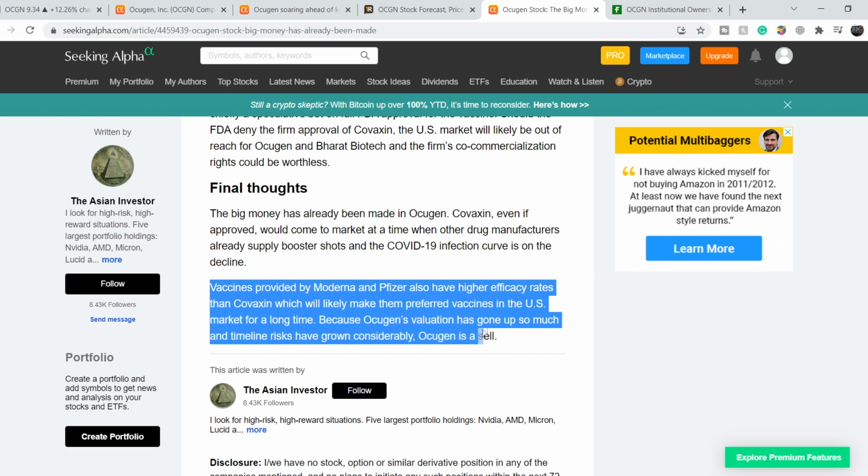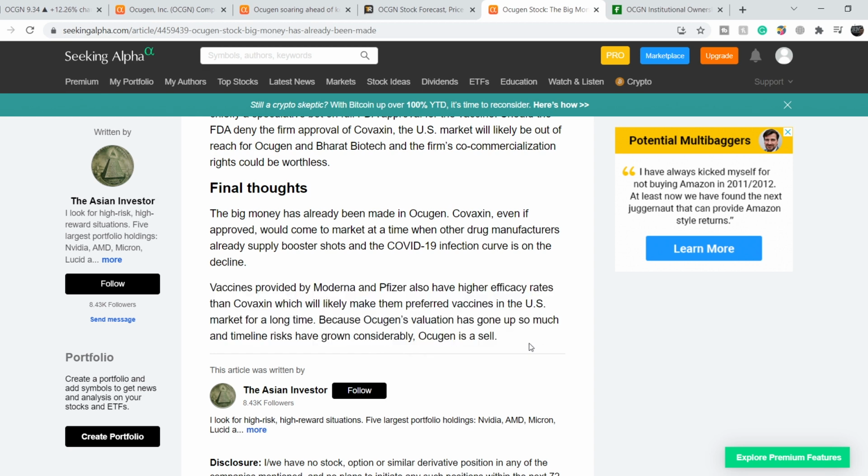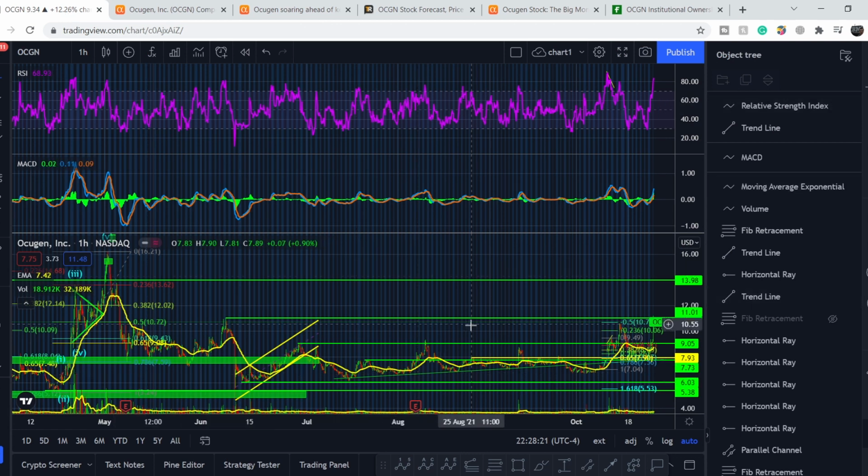Vaccines provided by Moderna and Pfizer also have higher efficacy rates than Covaxin, which will likely make them preferred vaccines in the United States market for a long time. Because Ocugen's valuation has gone up so much and timeline risks have grown considerably, Ocugen is a sell. And I have to say that for the long period of time, this company is not the best company to put your money in, but we still have possibilities to make some gains in the short period of time.